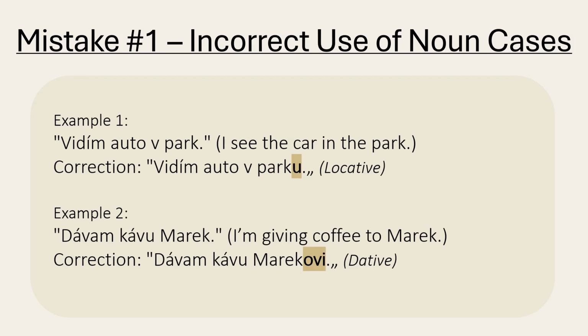Example 1. I see the car in the park. Vidím auto v park. Correction. The noun case for auto should be accusative and park should be locative. The correct sentence is Vidím auto v parku. Example 2.